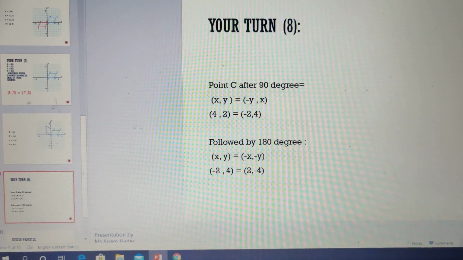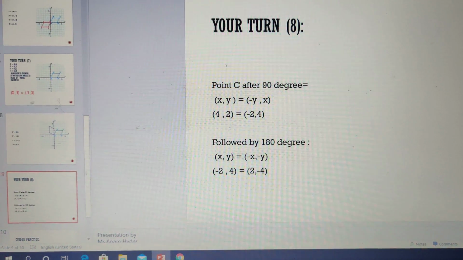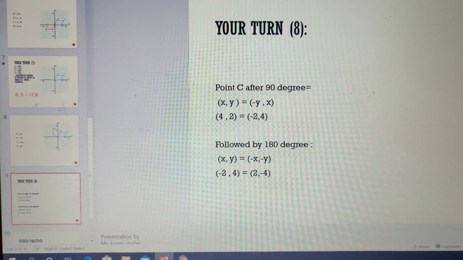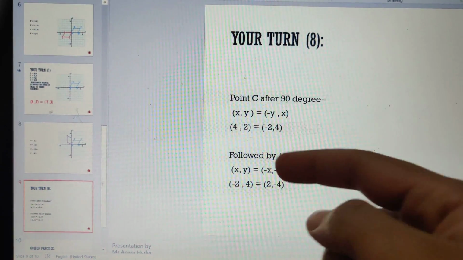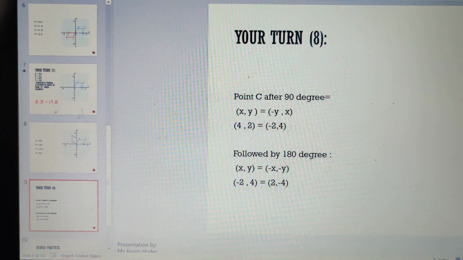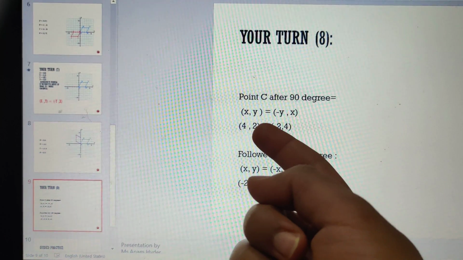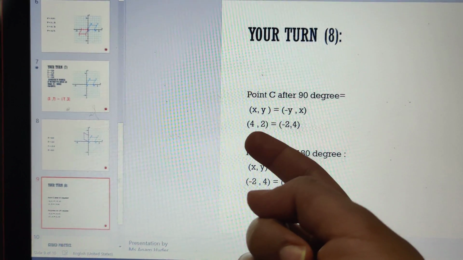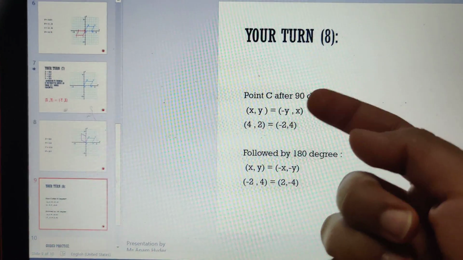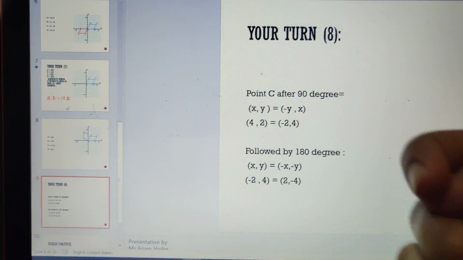Now your turn 8 is point C. The point C after 90 degrees. Again we will use the formula. This is the formula for 90 degrees: the places will be switched and y will be negative. The coordinates for C are 4, 2. Just use the formula for 90 degrees, and we get negative 2 and 4.